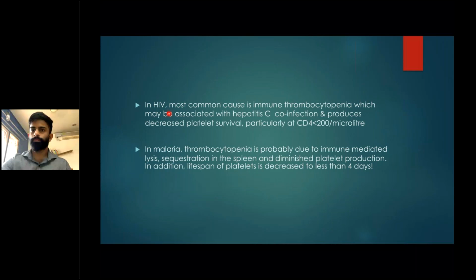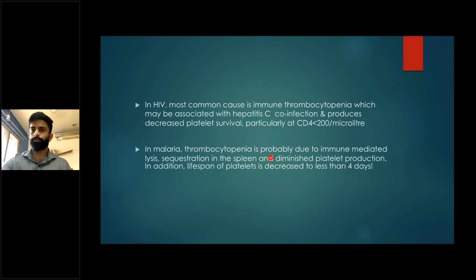In HIV, the most common cause is immune thrombocytopenia, which may be associated with hepatitis C co-infection and produces decreased platelet survival, particularly at CD4 less than 200 per microliter. So we have a question where they'll ask which hepatitis infection can exacerbate the thrombocytopenia seen in HIV. It is hepatitis C co-infection. It produces decreased platelet survival, particularly at CD4 less than 200. If the CD4 count is less than 200, then there might be immune thrombocytopenia.